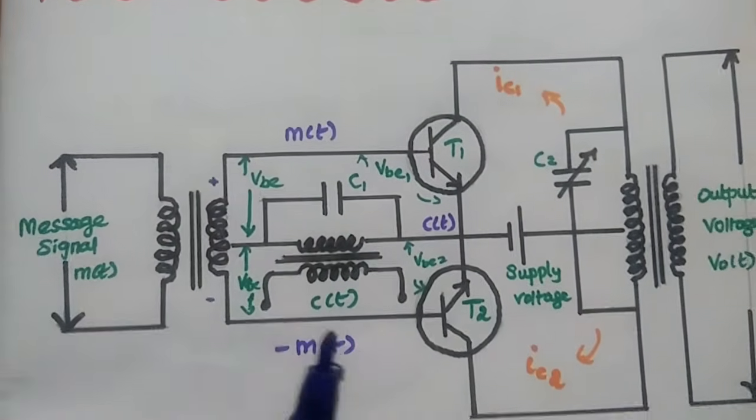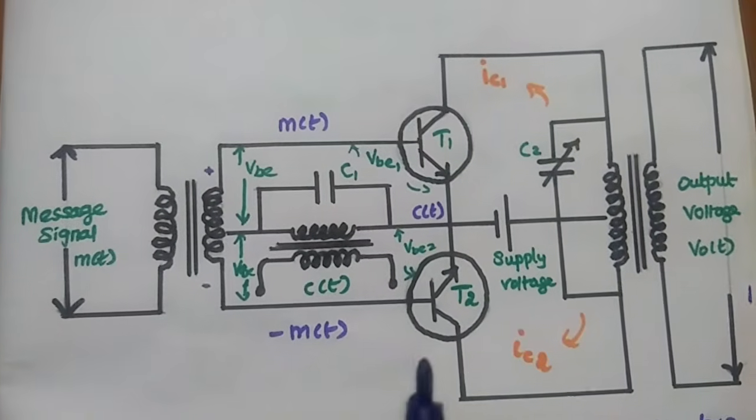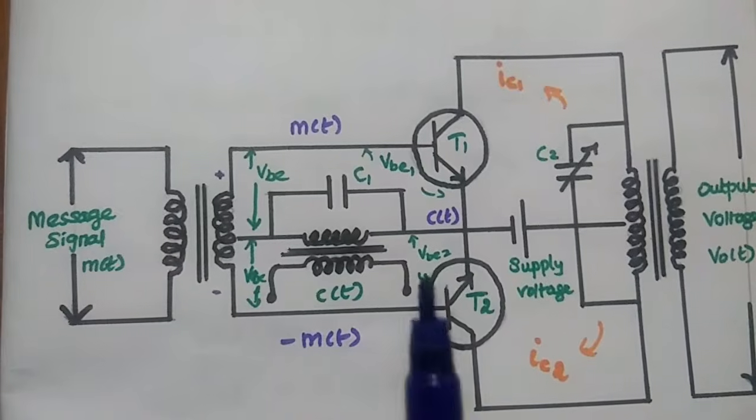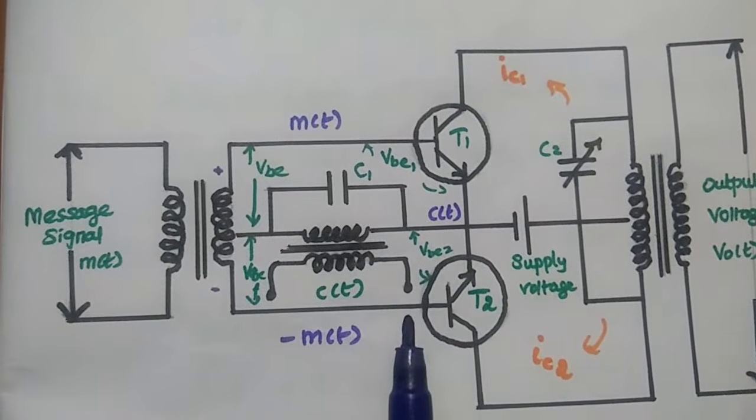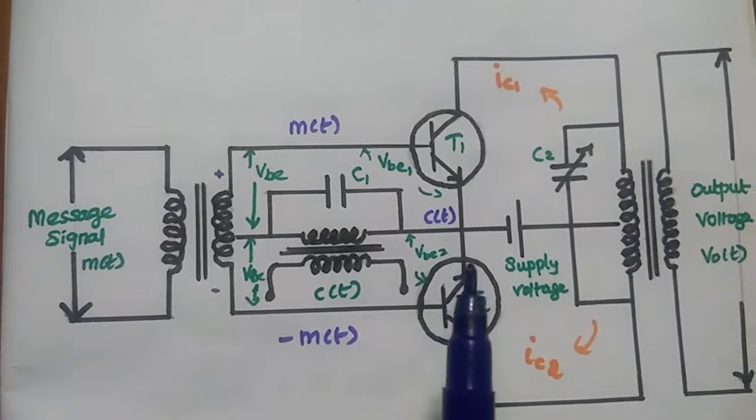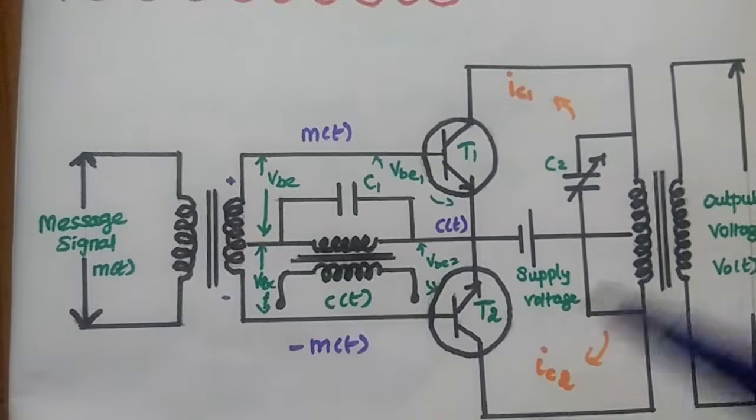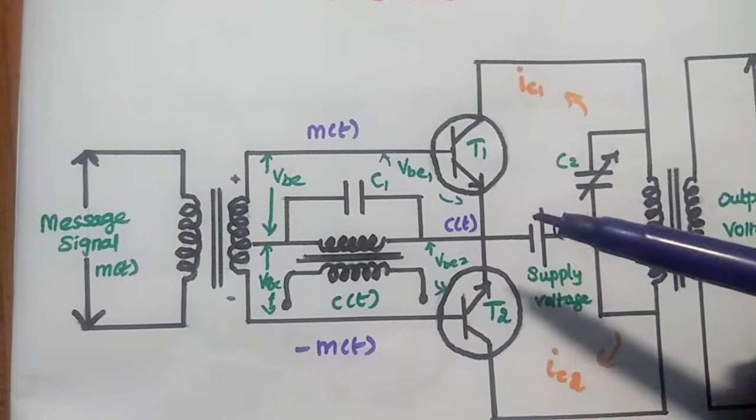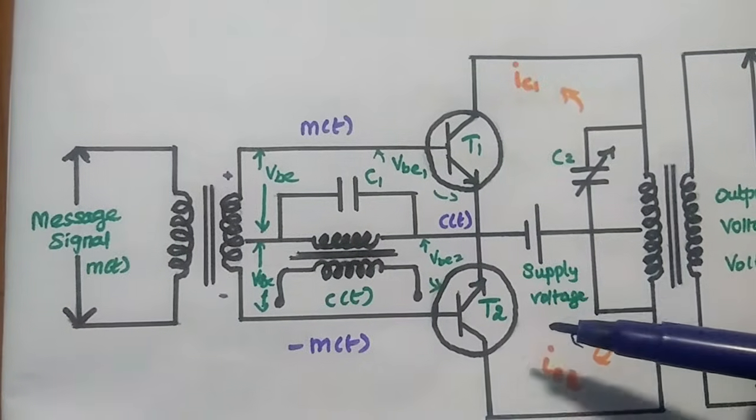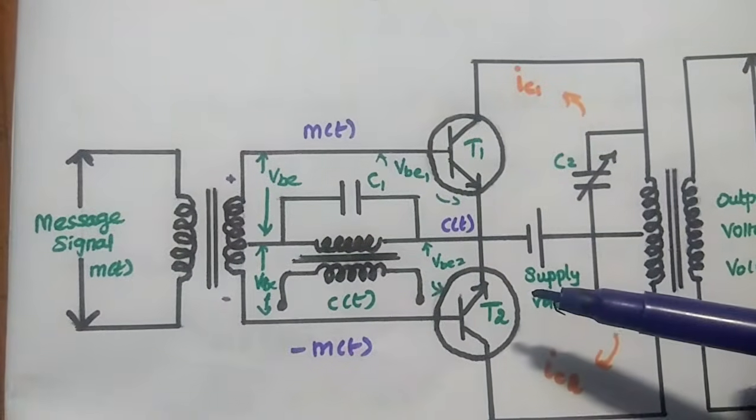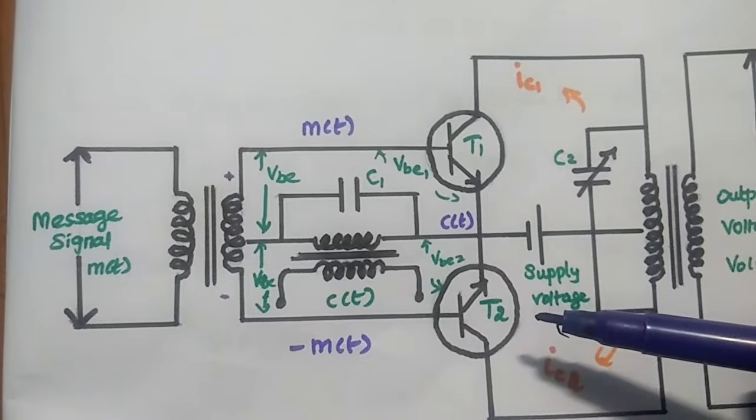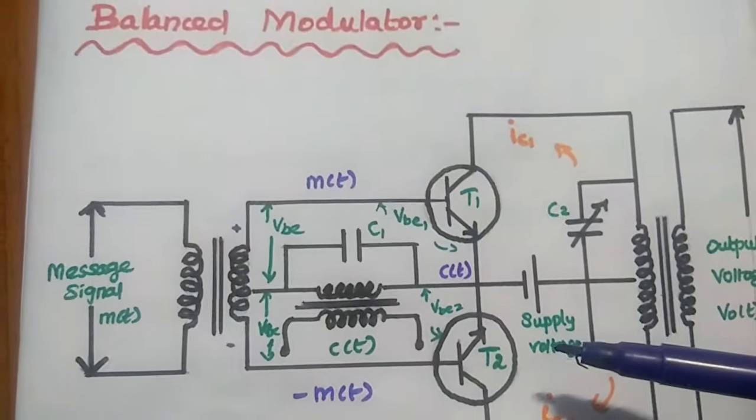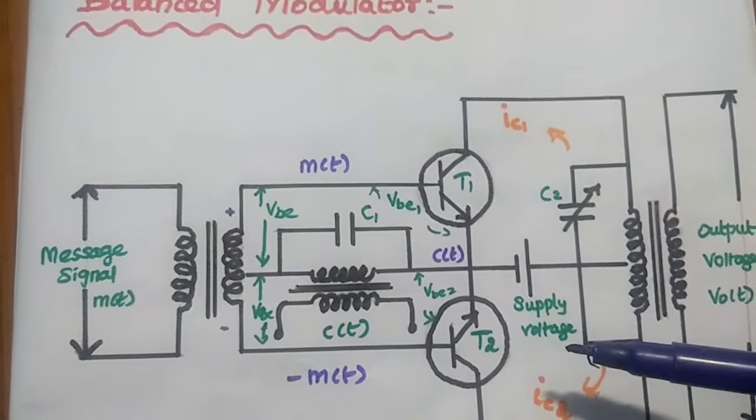This is the block diagram of balanced modulator, the circuit diagram. Here we are going to use two nonlinear devices in order to suppress the carrier wave. Here we have to consider the semiconductor transistors as nonlinear devices. These two transistors are connected in a balanced mode. That's why it is called a balanced modulator.